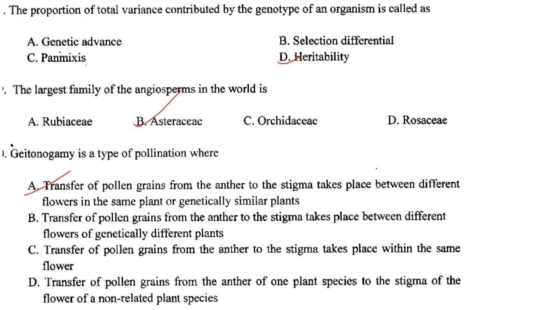Next one. The largest family of angiosperm in the world is Asteraceae. Answer is option B. Then genesiogamy is a type of pollination where transfer of pollen grains from the anther to the stigma takes place between different flowers in the same plant or genetically similar plant. Answer is option A.